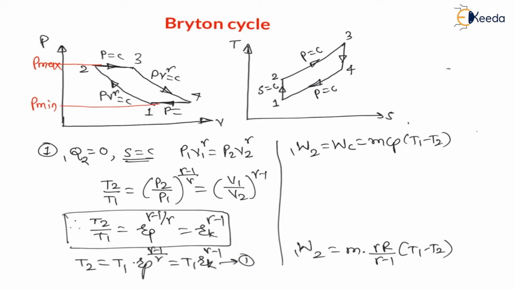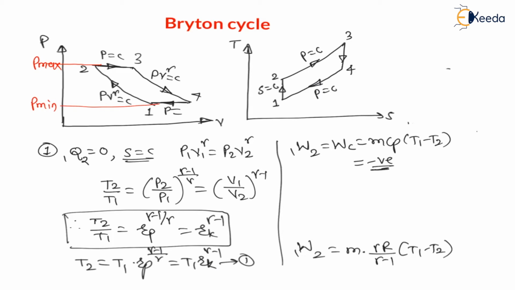And my dear students, we know that T1 is less than T2 because after compression temperature increases. Therefore mCp (T1 minus T2), this answer will be negative, that is work of compression is negative. We already know that compression work is negative because it is work consumed by the system, right? Whenever system consumes work, it is negative work, or compression is negative work. Whenever system produces work, it is positive work, or expansion work is positive work. This is the sign convention.